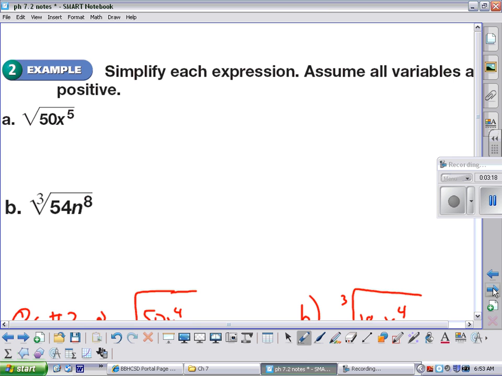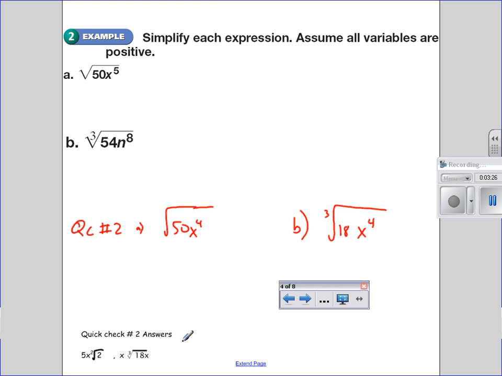All right, now let's go ahead and simplify the expression here. Today we're assuming all variables are positive. In other words, the stuff we did with the absolute value, that we talked about a little bit yesterday, we're not really working so hard on today.